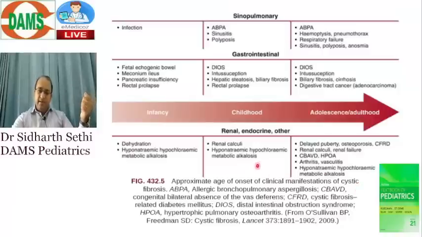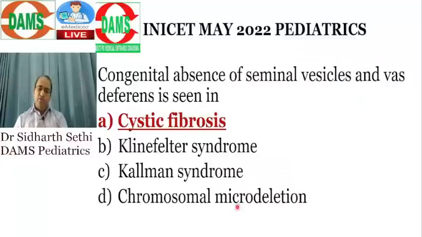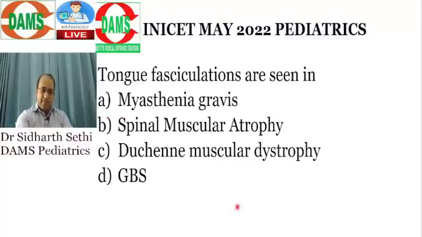Then in last year's NEET PG, there was a question that these children, when they grow, may have DIOS, distal intestinal obstruction syndrome. And as you can see here, in adolescence and adulthood, you have CBAVD. What is CBAVD? It's congenital bilateral absence of the vas deferens. So please look at this table, this algorithm, and how cystic fibrosis affects children as they grow. So there's no doubt about this. The answer to this question was cystic fibrosis.